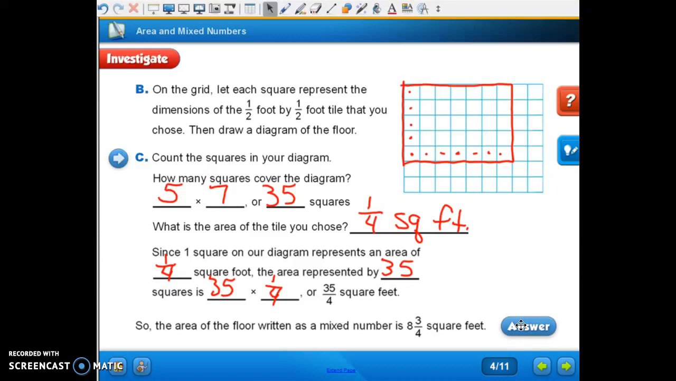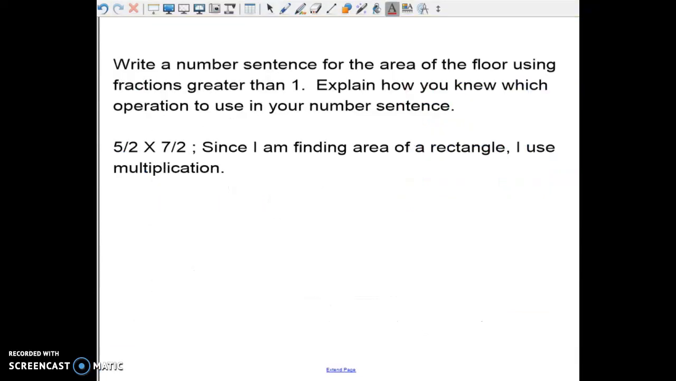8 3/4 square feet. Okay, this is the draw the conclusion at the top of page 318. It asks you to write a number sentence for the area of the floor using fractions greater than 1.